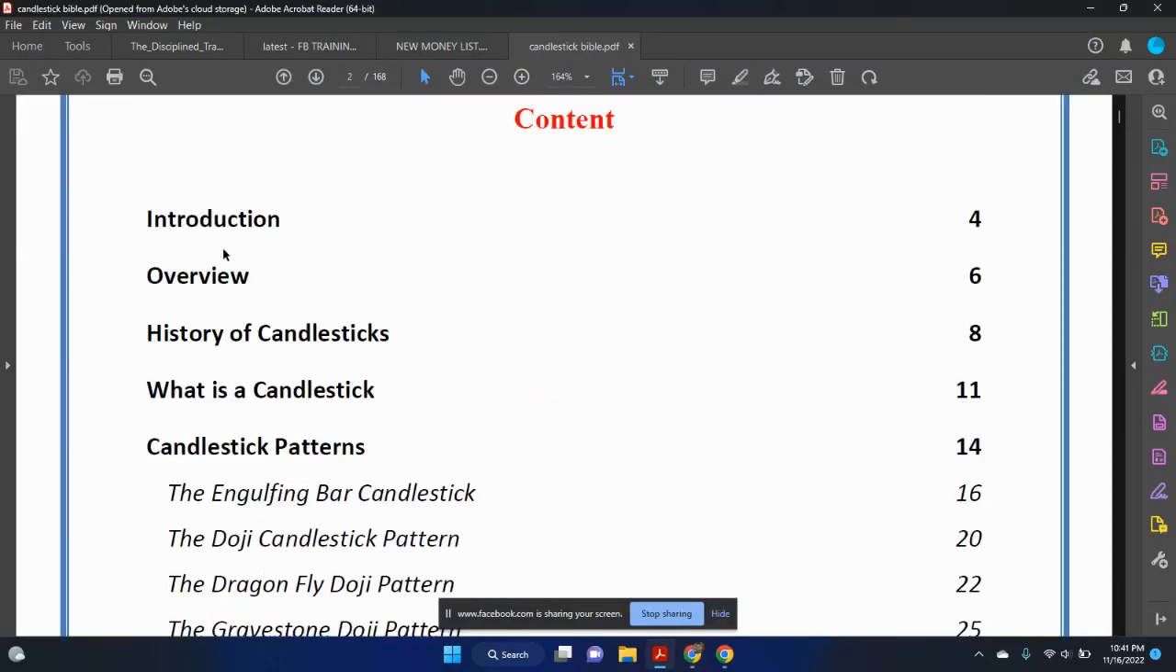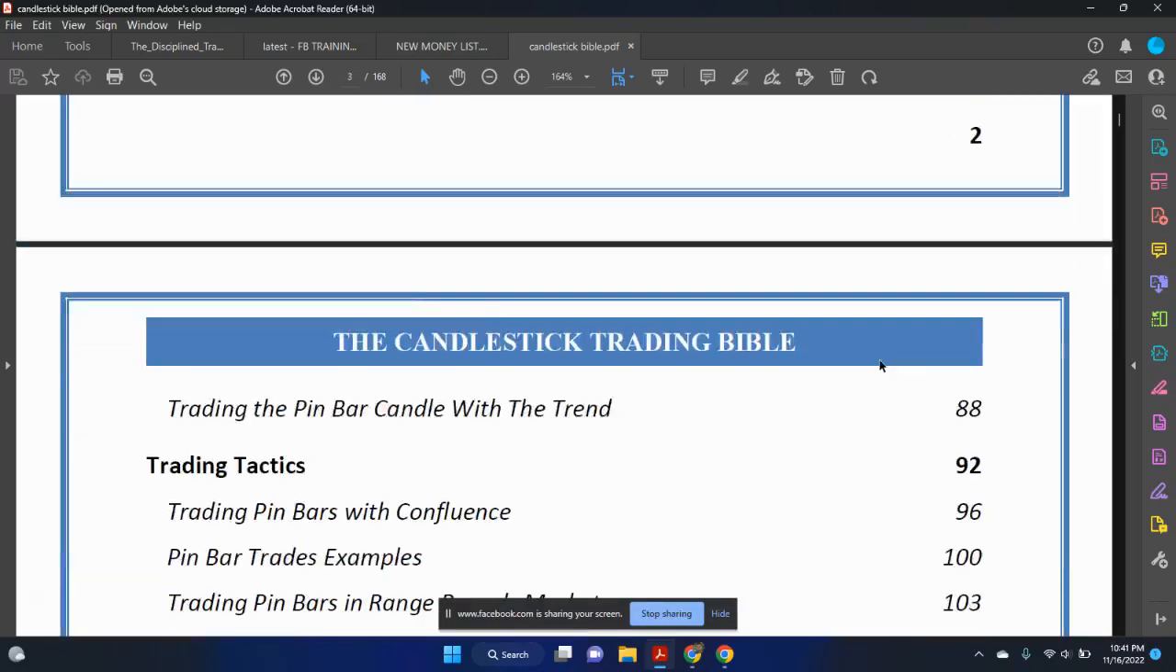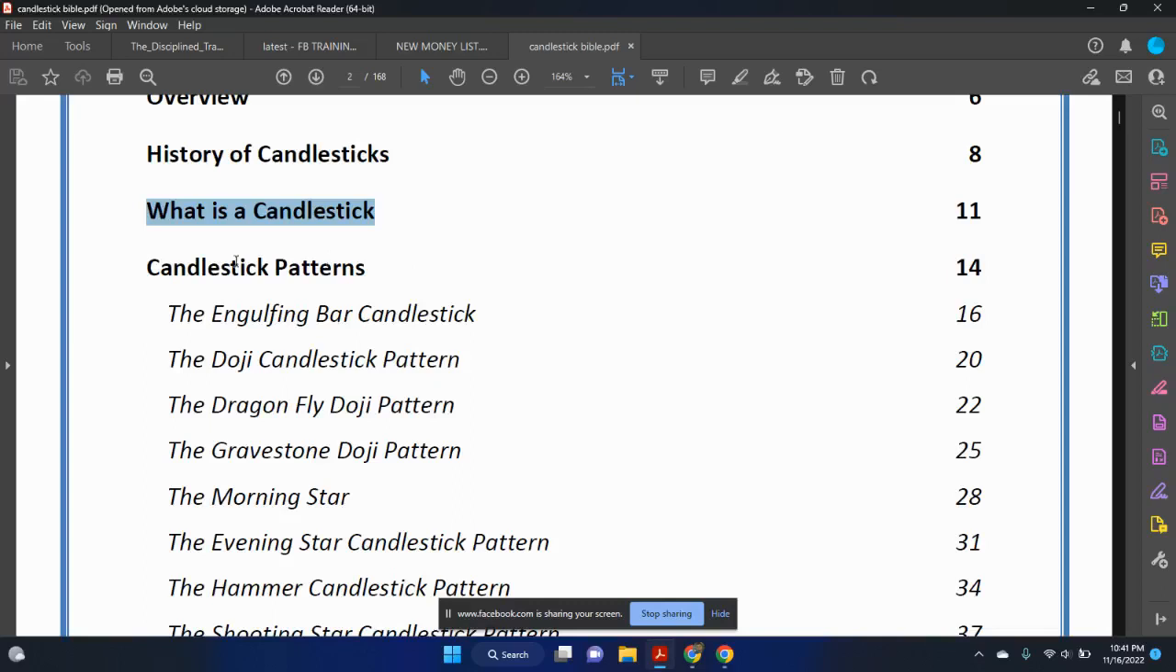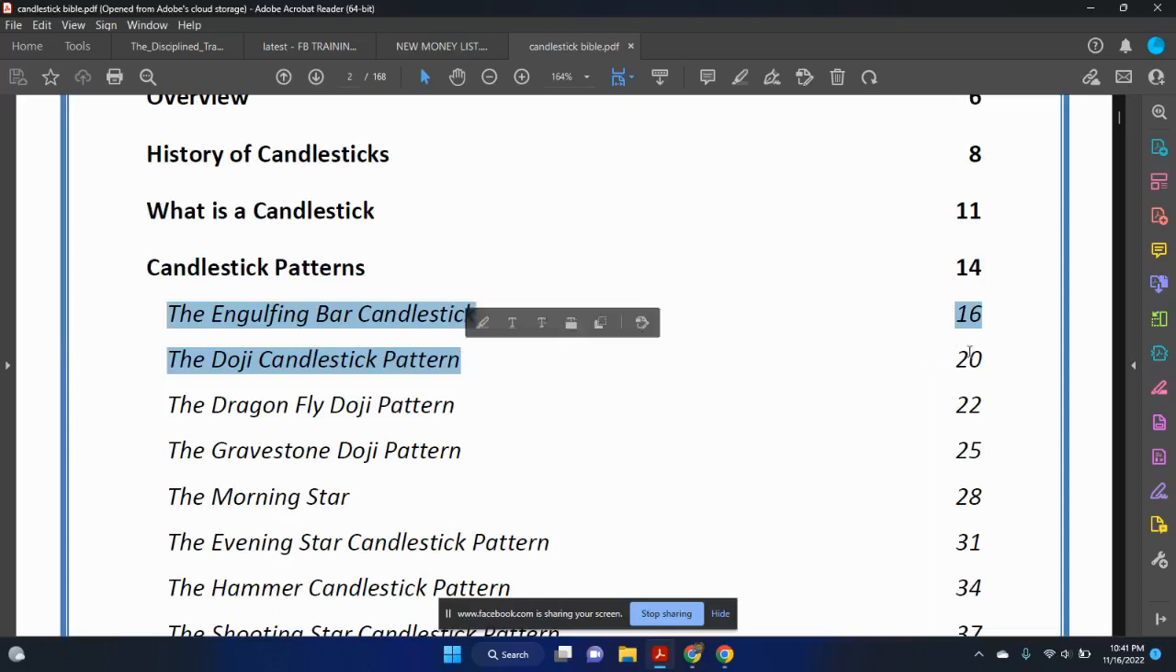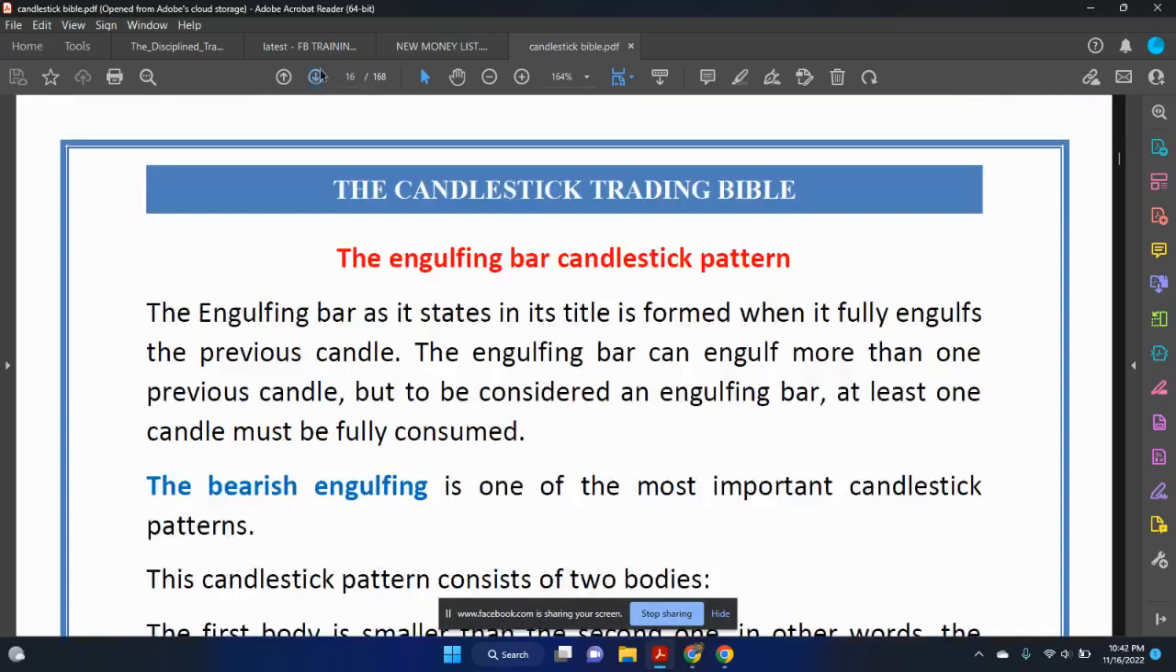so last week we went over the introduction of the book, overview, history of the candlesticks, and what is a candlestick. So today we're going to go over the candlestick patterns, and we're only going to do two today: the Engulfing bar candlestick and the Doji candlestick pattern. These two you will definitely see a lot on your charts, so I'm glad that these are the first two. So let's jump into page 15.